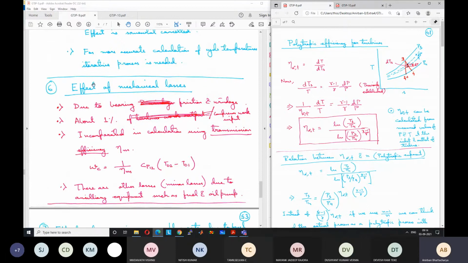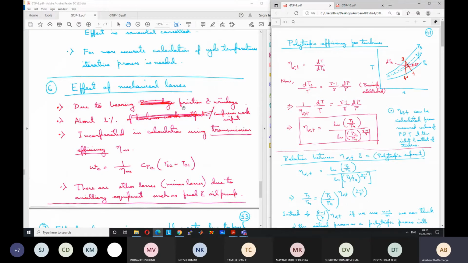So the next point is the effect of mechanical losses. Mechanical losses are friction losses that occur. There are frictional losses which lead to pressure drop, which we have already seen, and viscous losses which lead to non-isentropic processes in the compressor and turbine. That also we have seen. There are other frictional losses. We have a rotating shaft, so there is a rotating part which is mounted on a fixed part. This is mounted using bearings, right?